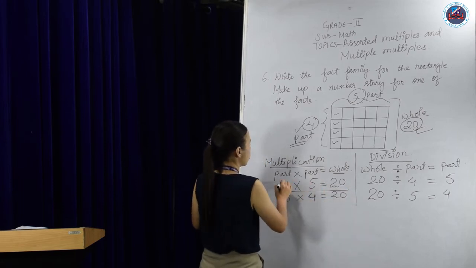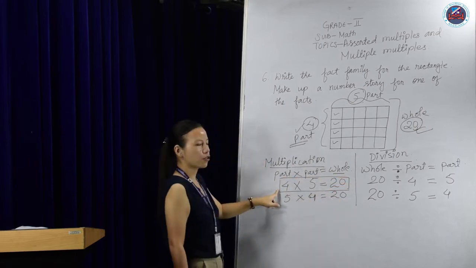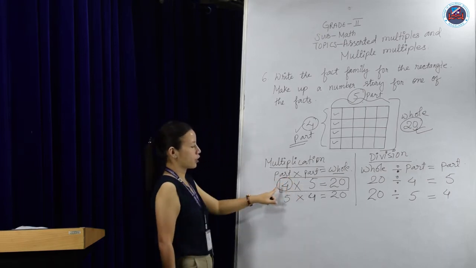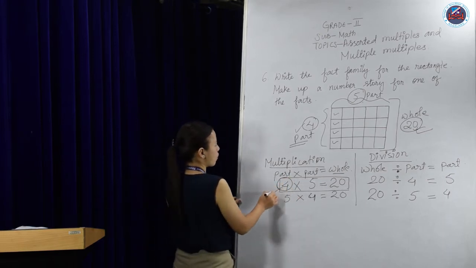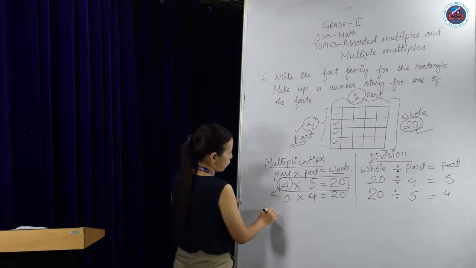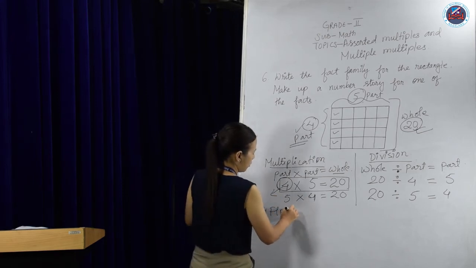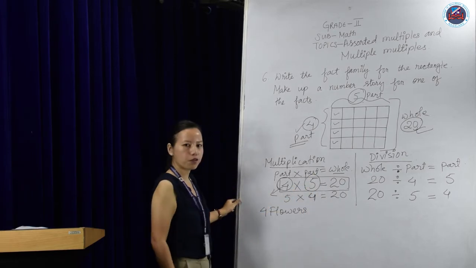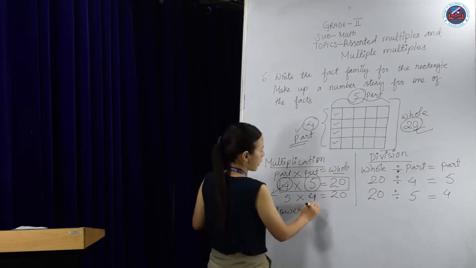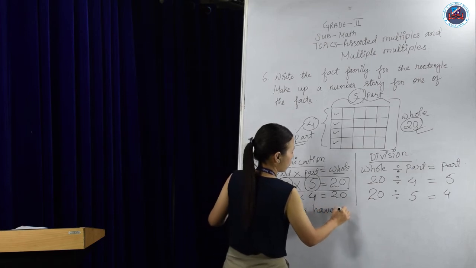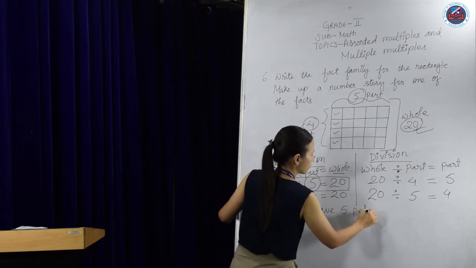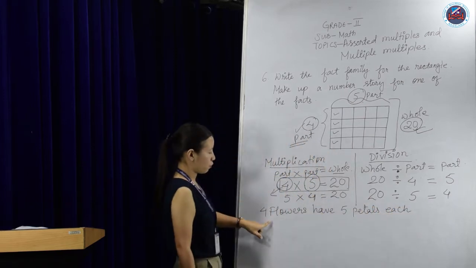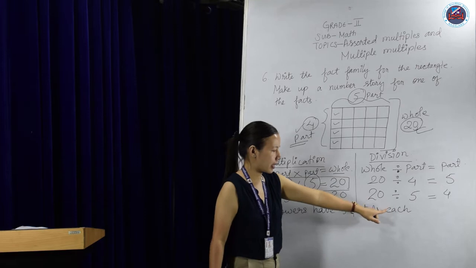So here I'm going to use this 5 to make up a number story. Now what I'm going to do is, the first number is 4. So I'm going to take this 4 as the flowers. So I write 4 flowers. And then this 5, I'm going to use for petals. So 4 flowers have 5 petals each.